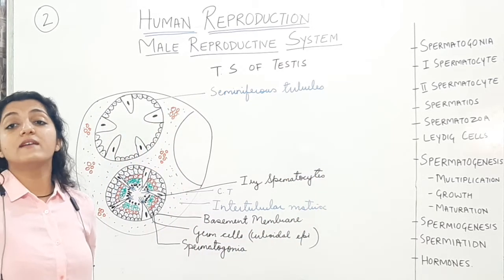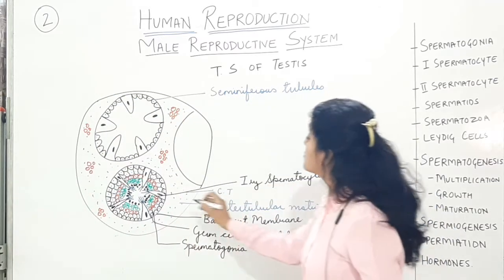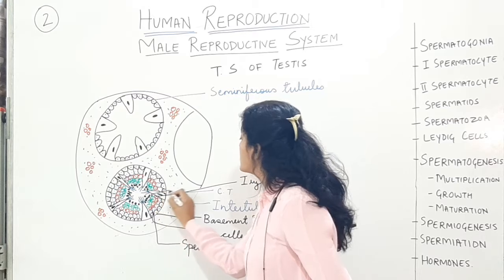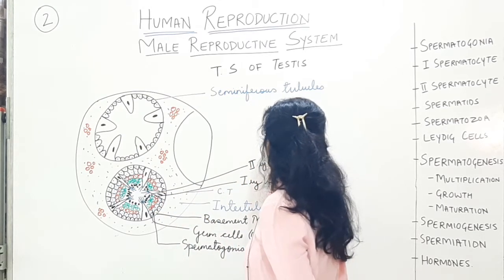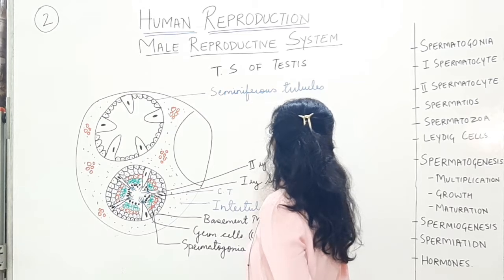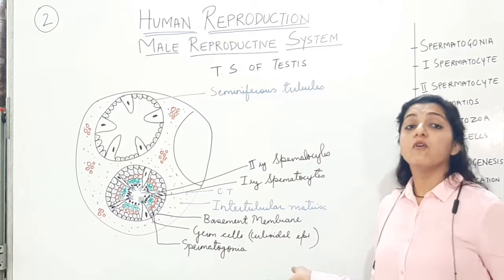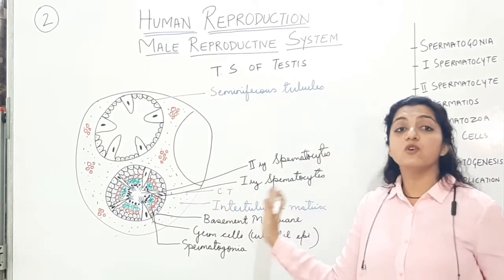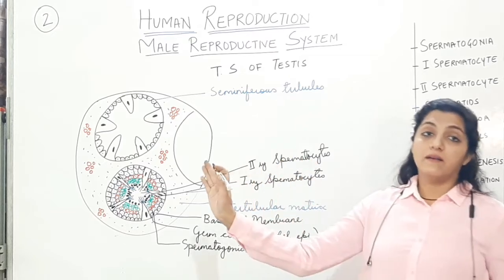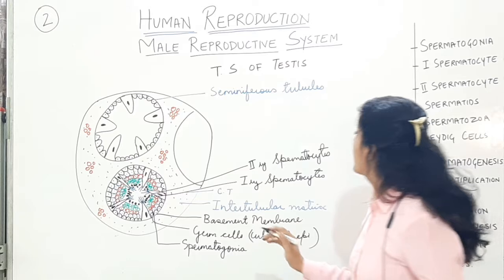Primary spermatocytes divide by meiotic division and produce secondary spermatocytes. See the layers now. Secondary spermatocyte. We will see these in detail in the process of spermatogenesis, which I am going to discuss after this. You just remember the cells which you are going to see in the seminiferous tubule, from the basement membrane towards the lumen.